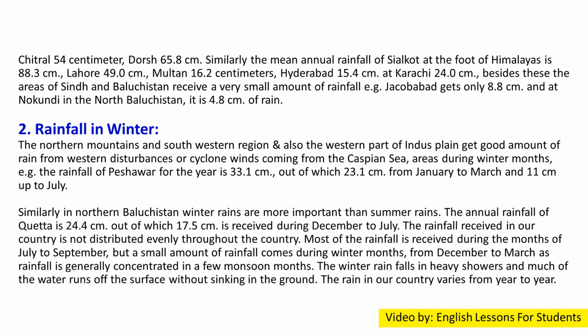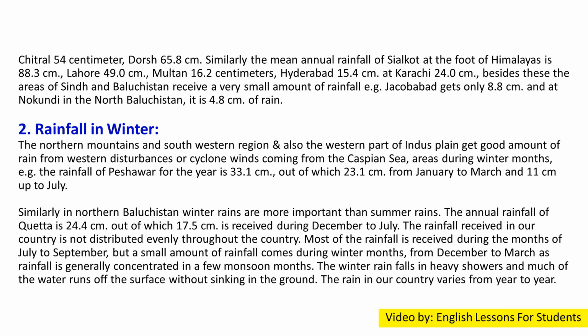Lahore 49 centimeter, Multan 16.2 centimeters. Hyderabad 15.4 centimeter, at Karachi 24 centimeter. Besides these, the areas of Sindh and Balochistan receive a very small amount of rainfall. For example, Jacobabad gets only 8.8 centimeter, and at Nokkundi in the North Balochistan it is 4.8 centimeter of rainfall.